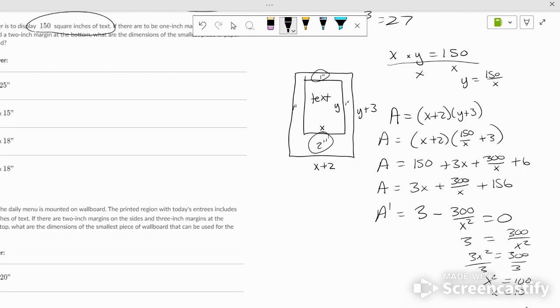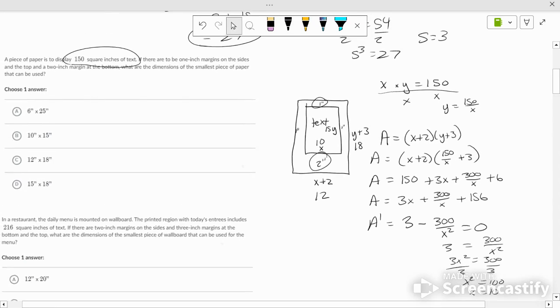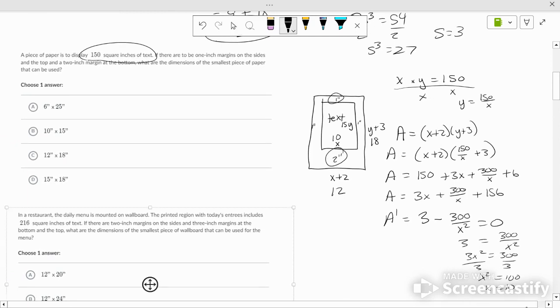So if X equals 10, this is 10, so this is 12. Plug it in. What's 150 over 10? 15. So the height of the paper is 15. So the Y plus 3 is 18. So a 12 by 18 paper would be the smallest you could have.